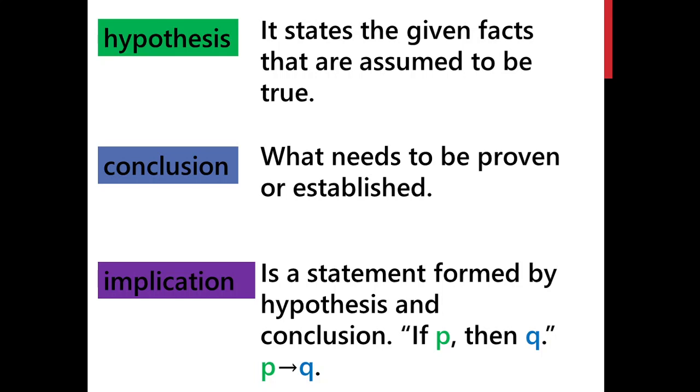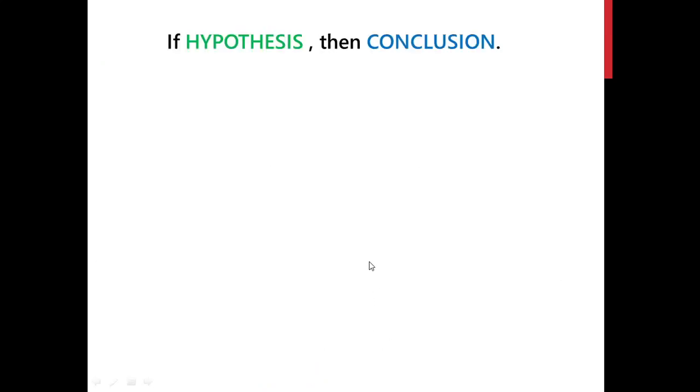Let us define also what a hypothesis, a conclusion, and an implication are. A hypothesis states the given facts that are assumed to be true. A conclusion is what needs to be proven or established. An implication is the statement formed by the hypothesis and conclusion in the format of if p, then q, or p implies q. In the if hypothesis, then conclusion format, the hypothesis we denote as small letter p, and the conclusion we denote as small letter q.